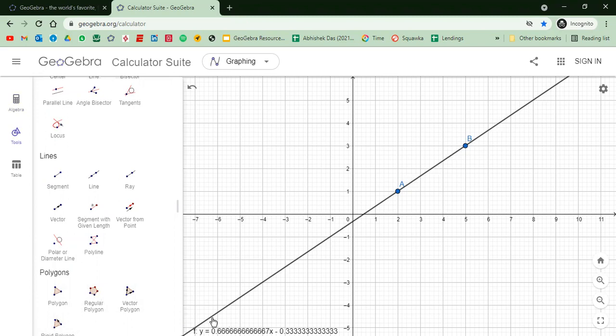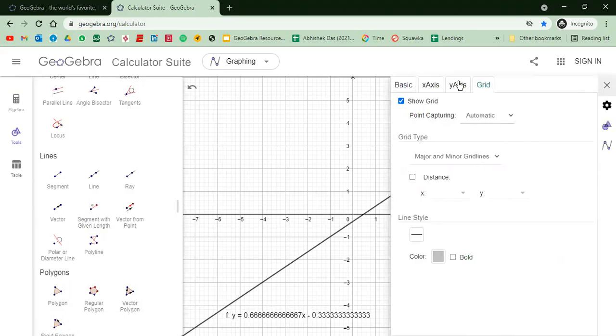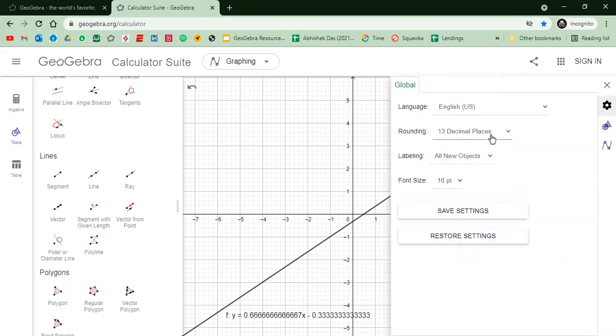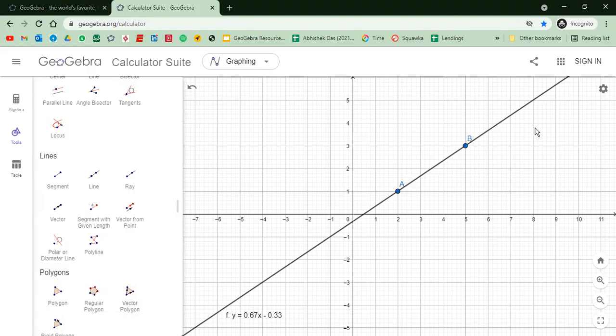Okay, this, wow, 0.6. Let me just bring its value down. I'm going to settings, the gear button, and bring it to 2 decimal places. Yeah, 0.67 minus 0.33. Now this is the slope intercept form of linear equation, y equal to mx plus c. Note it down.